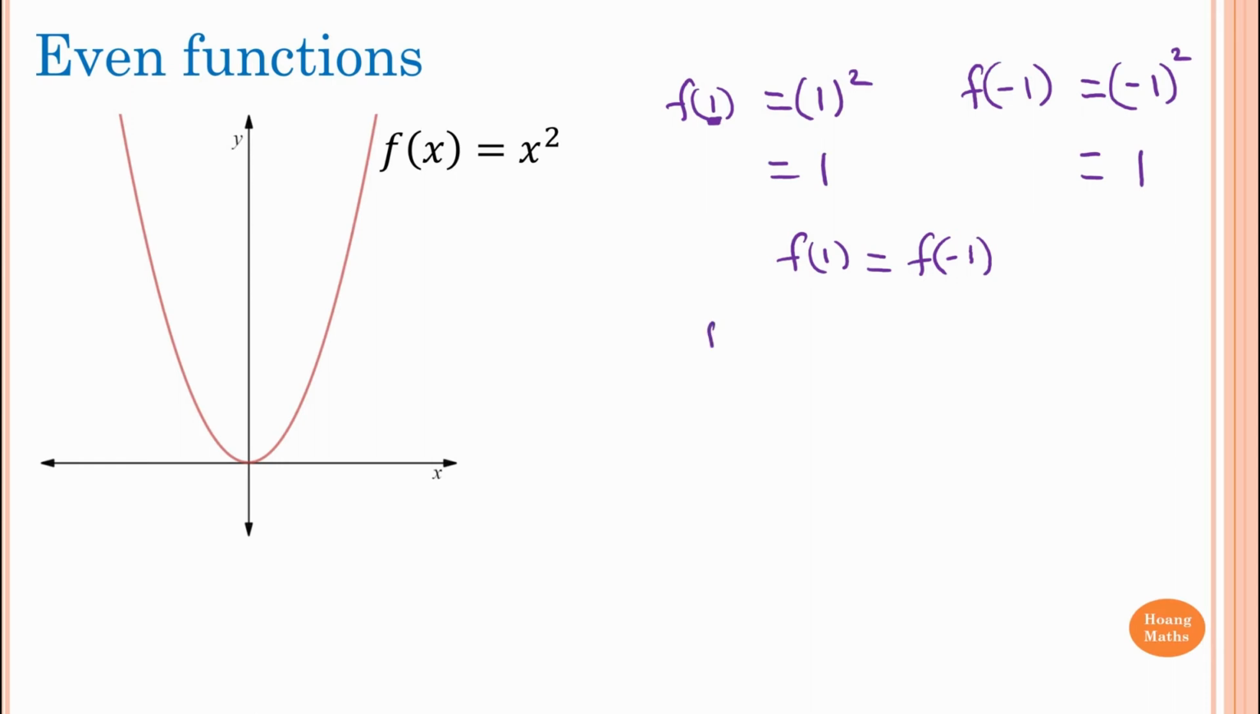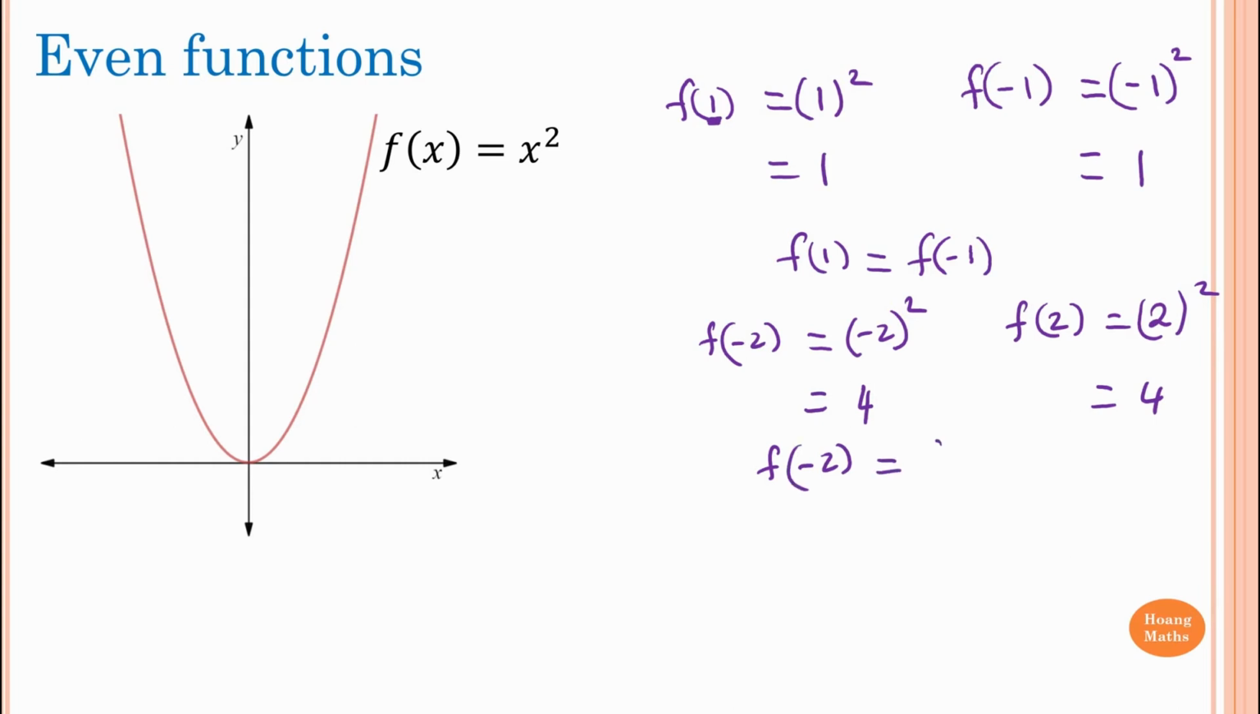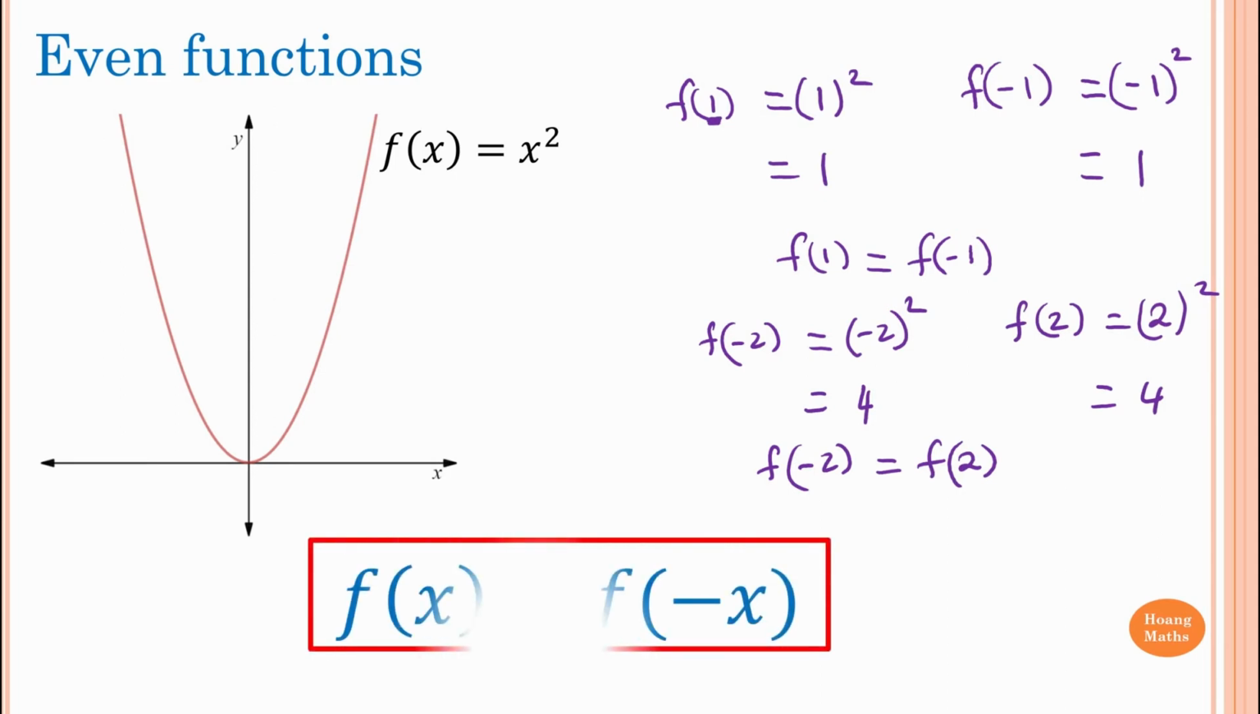What about f of negative 2? That becomes negative 2 all squared, so that becomes 4. And f of 2 is equal to 2 squared as well, so that is 4. So f of negative 2 is equal to f of 2. In general, for an even function, f of x is equal to f of negative x. Please take note of this.